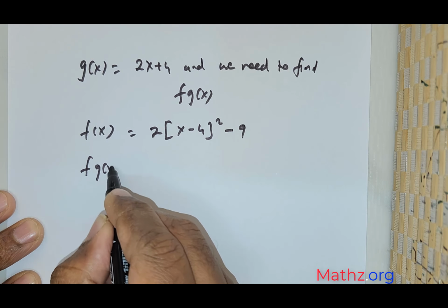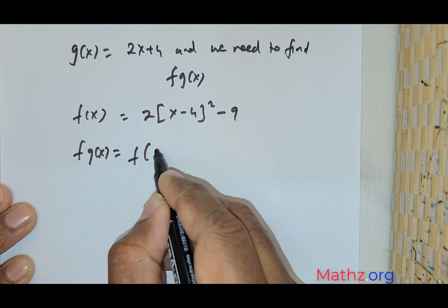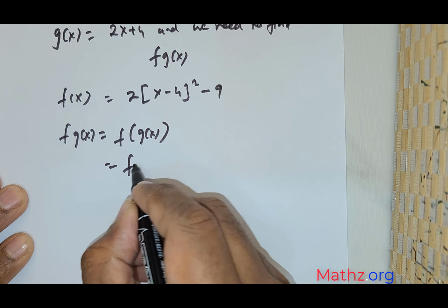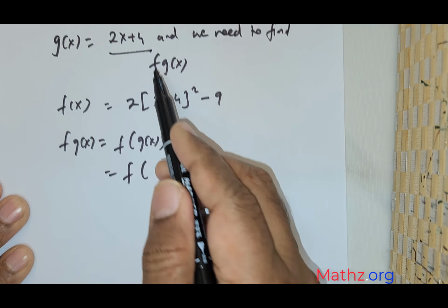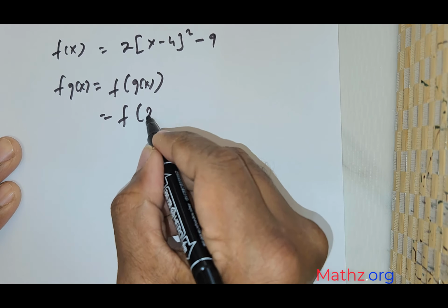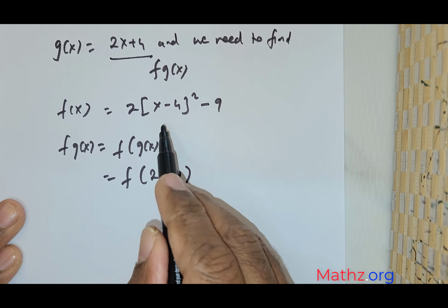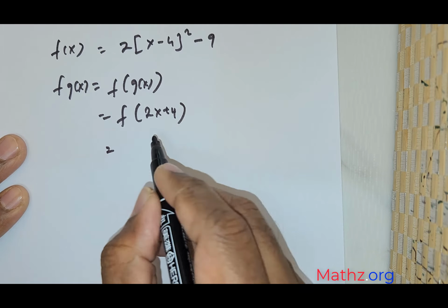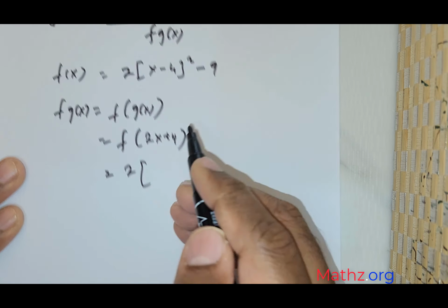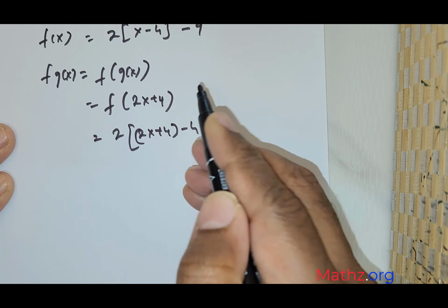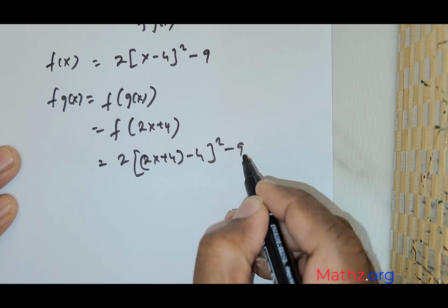So f g of x means f of g of x. That's the understanding. So this in turn would mean f of g of x, where g of x is 2x plus 4, so 2x plus 4 has to be substituted here. So this is equal to 2 times, in place of x you substitute 2x plus 4, followed by minus 4 the whole square, minus 9.